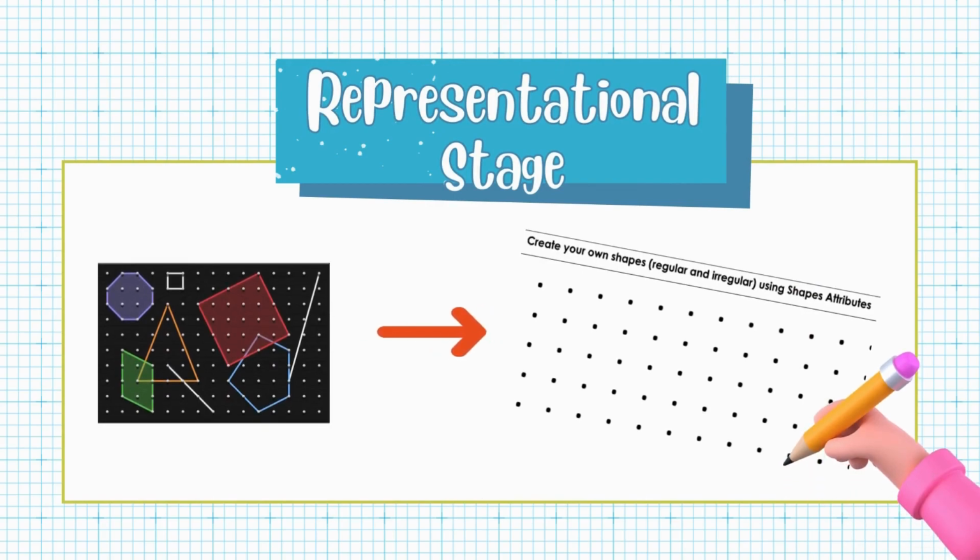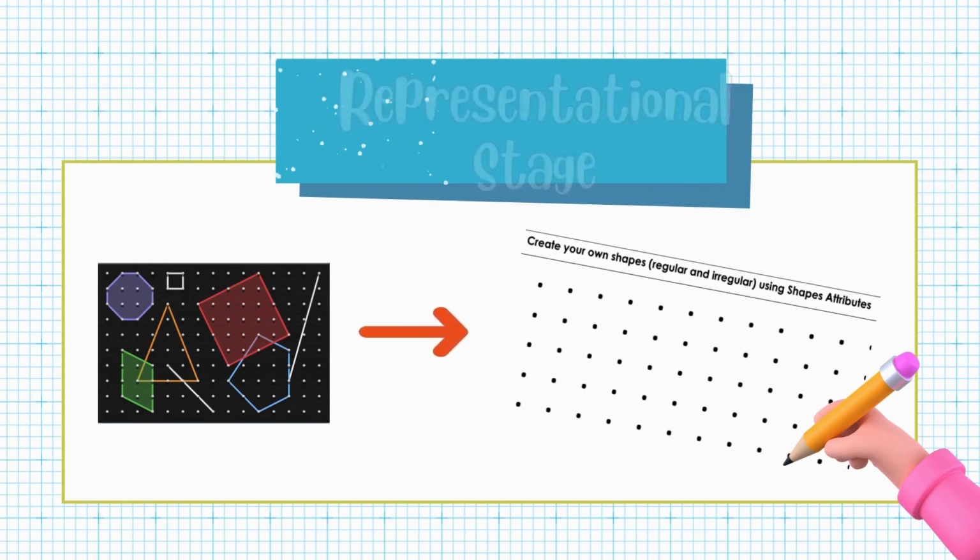During the representational stage, students can use dot paper to draw shapes with given attributes. The dot paper provides students with guidance and allows them to make a connection with the concrete stage where they utilized geoboards.